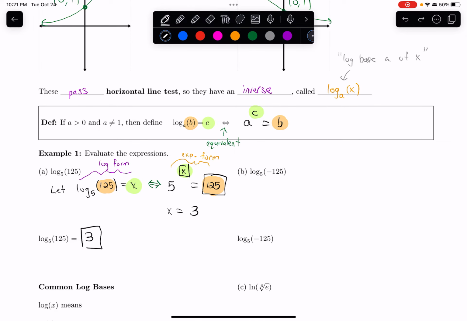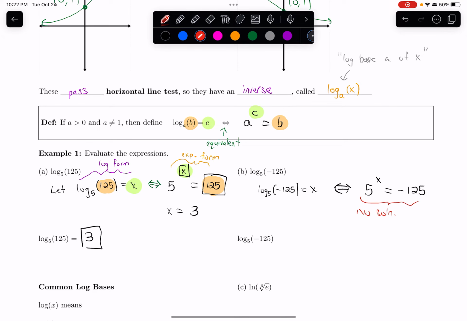In part B, I have log base 5 of negative 125. Again, I'll start it off in the same way. Let log base 5 of negative 125 be x. Now let's transform this to exponential form. The base of my log becomes the base of the power, and then I switch the role of the input and the output. That gives me 5 to the x power equals negative 125. So 5 to what power equals negative 125? This feels a little bit weird, and that's good, because this equation has no solution.